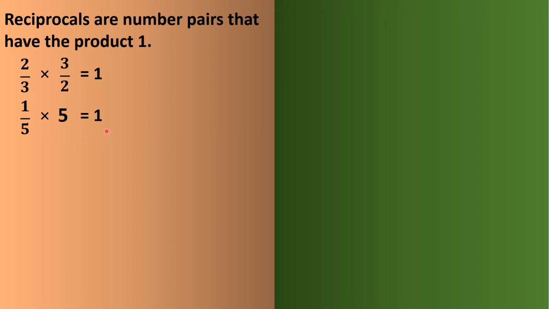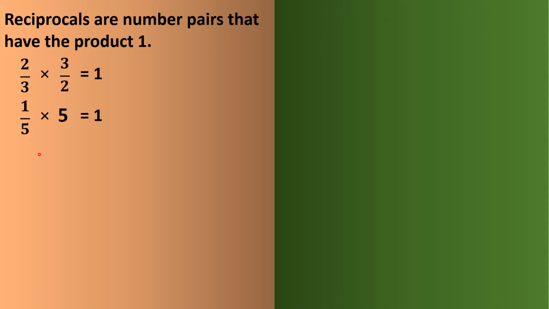And one more thing, we can use the term multiplicative inverse also for reciprocal. It means the multiplicative inverse of 2 by 3 is 3 by 2, or we can say the reciprocal of 2 by 3 is 3 by 2. In a similar way, we can say the reciprocal of 3 by 2 is 2 by 3.